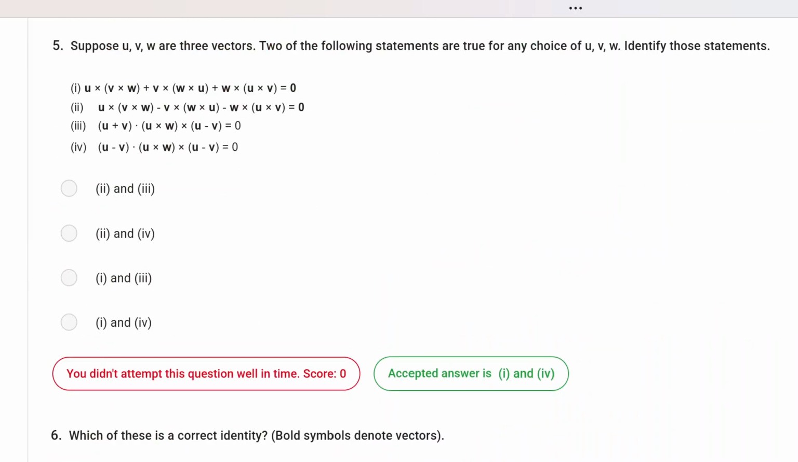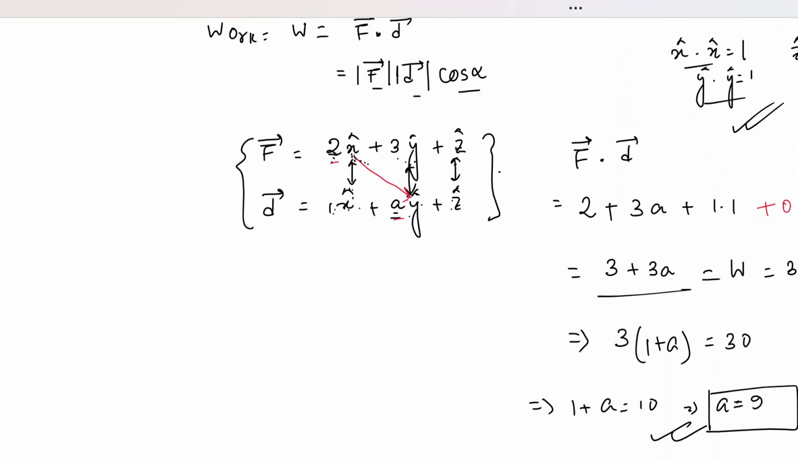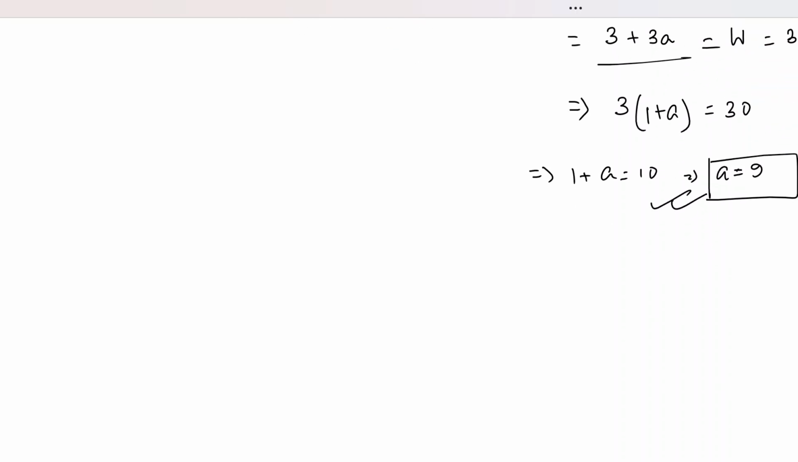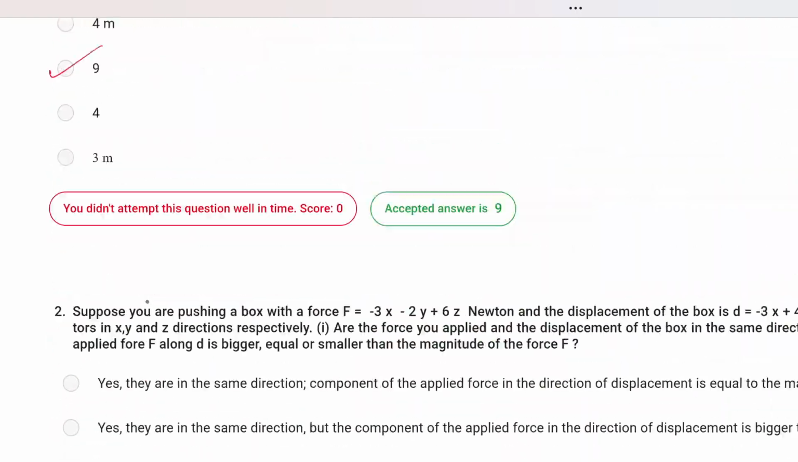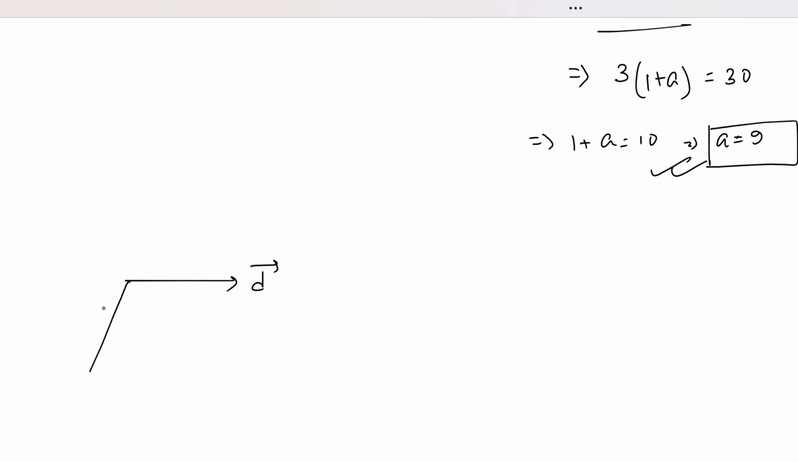That is a generic expression, but you can also solve and get the same answer if you calculate your alpha from here. So that is another way of doing the same thing. Let me show you here. Let's say this was your d vector and this was your f vector. So let's say these are the two vectors and this angle is alpha. Now, how do you calculate your cos alpha?